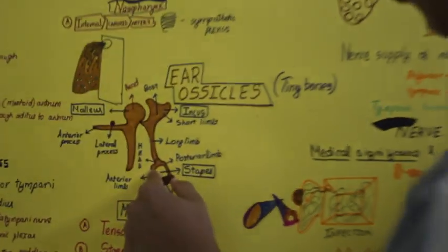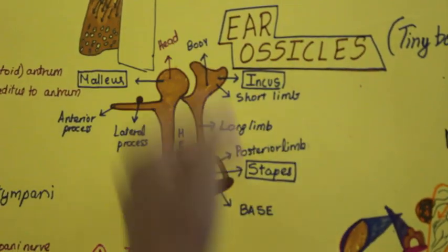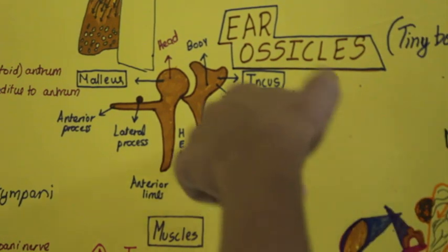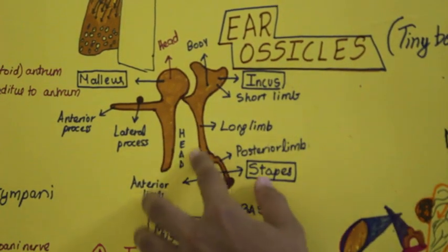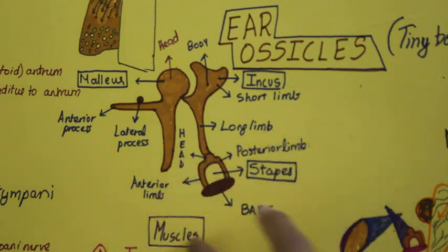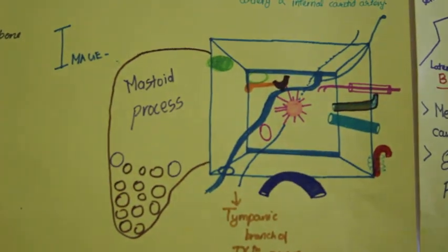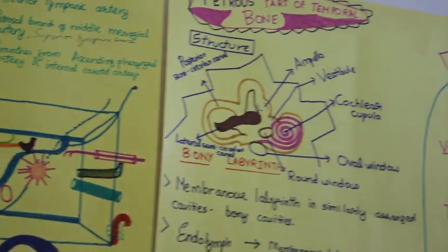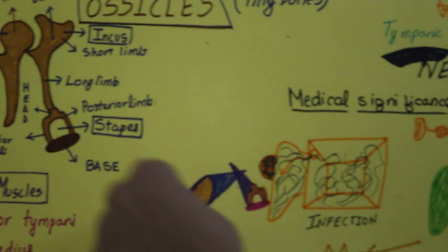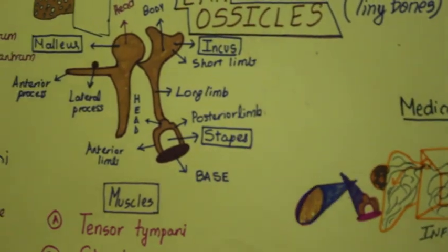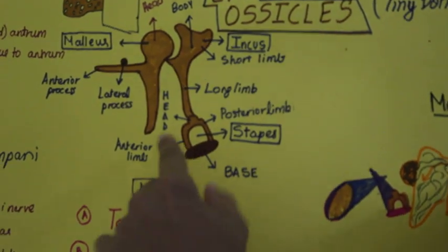The head connects to the long limb of the incus, and the stapes has a small opening here and it has a base, a circular base. This base actually blocks the fenestra vestibuli that opens into the internal ear and the cochlea. So this is a very intimate connection between the middle and the internal ear, and this base is also a very important portion anatomically. And the anterior limb is here.